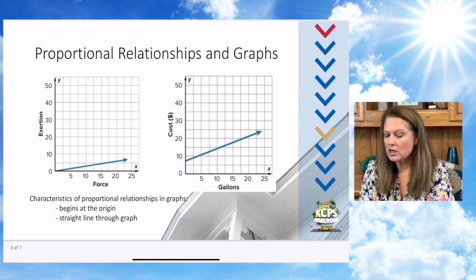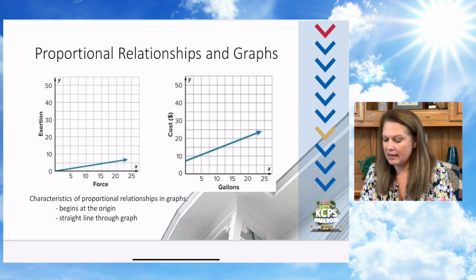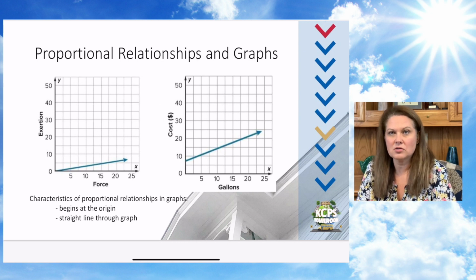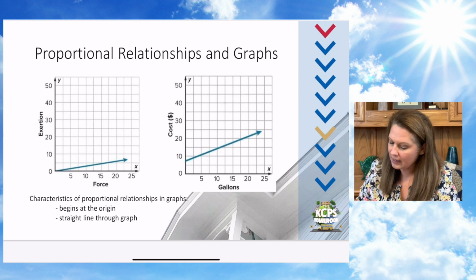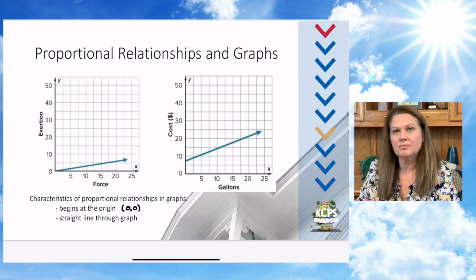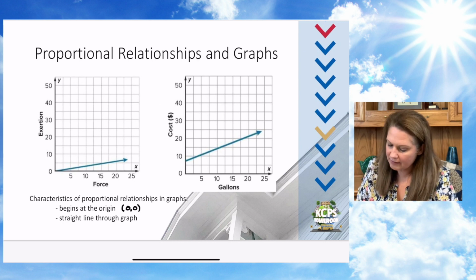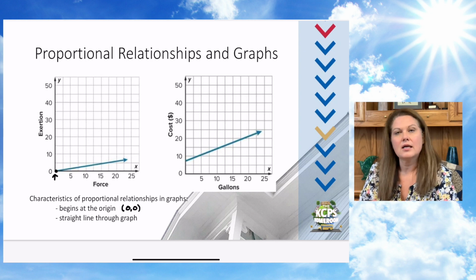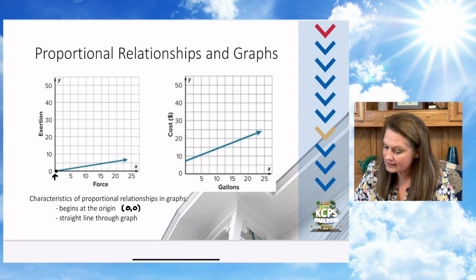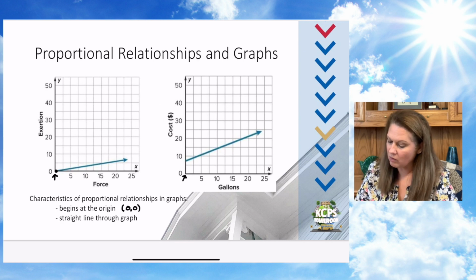So when we talk about proportional relationships in graphs, we're really looking for two things. The first is that it starts at the origin. The origin has an ordered pair, and that ordered pair is 0, 0. As you see, the graph on the left does start at the point 0, 0. The graph on the right does not. Here's 0, 0 on the one on the right. You'll notice it starts at the ordered pair 0, 10.